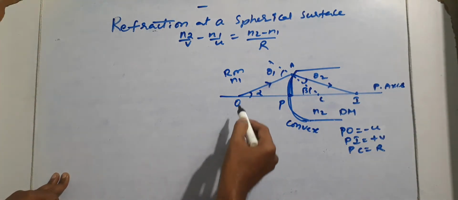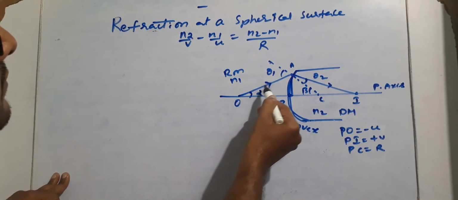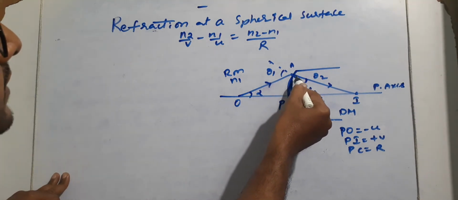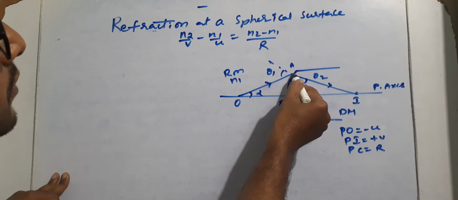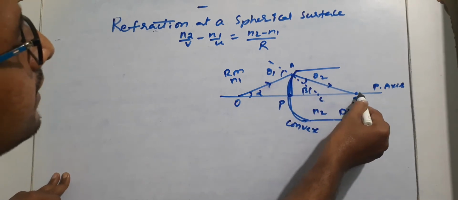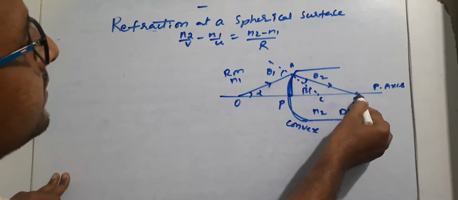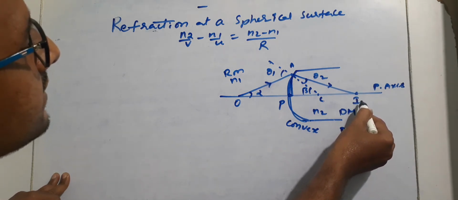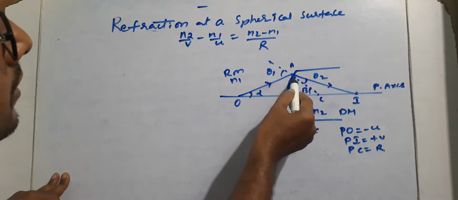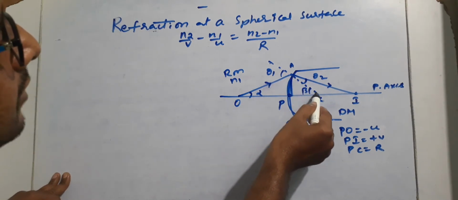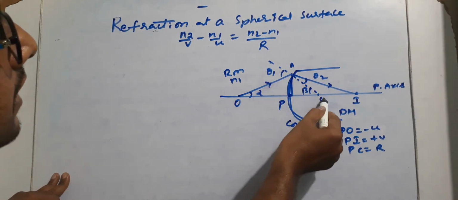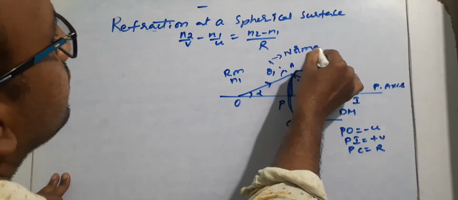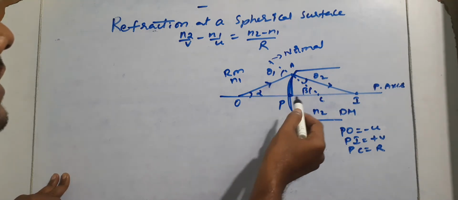So consider O is the object from which a ray, that is the incident ray, is incident on the convex surface of this denser medium at the point A. Then it is refracted and meets the principal axis here where the image is formed. This is a real image. Now from here a dotted line is drawn, which is the normal, useful for measuring the angle of incidence and the angle of refraction.